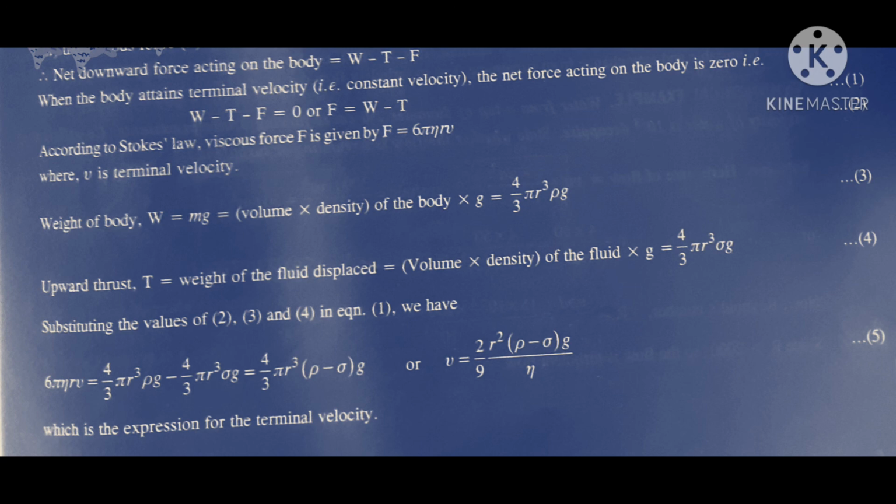This is equation number 4. Substituting the values of equations 2, 3, 4 in equation number 1, we get 6 pi eta r v equals 4 upon 3 pi r cube rho g minus 4 upon 3 pi r cube sigma g, which equals 4 upon 3 pi r cube times rho minus sigma multiplied by g. Therefore v equals 2 upon 9 r square times rho minus sigma multiplied by g divided by eta.